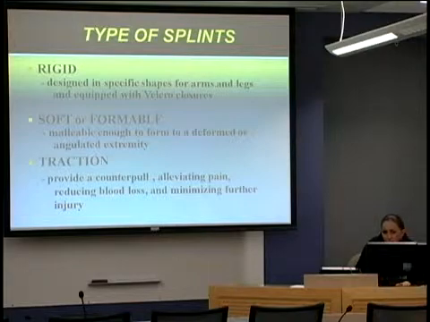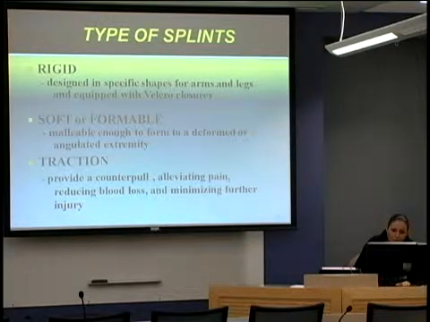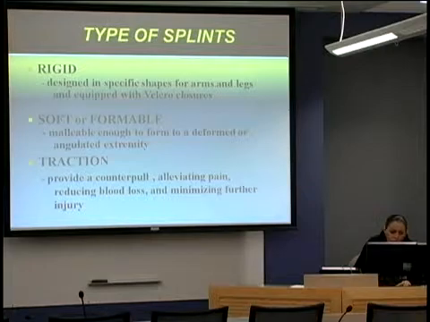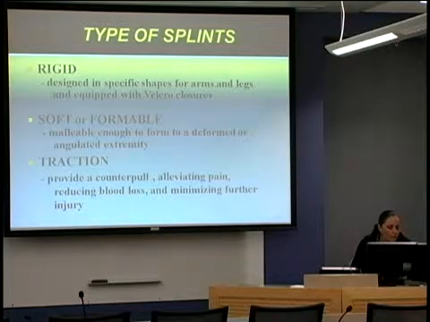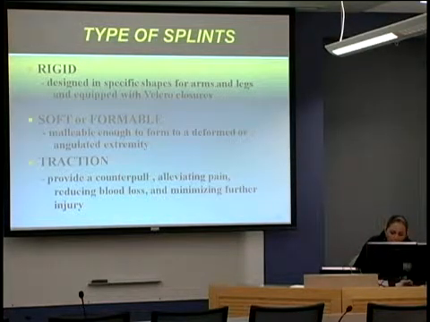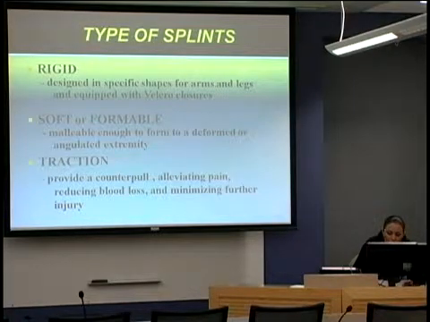So what are the types of splint mostly used? First of all, it's a rigid splint. It's designed in specific shapes for arms and legs and equipped with Velcro closures. These splints provide a firm surface in which to secure the bone to, so as to keep it in a straight alignment. Examples are Frax packs and B-splints.